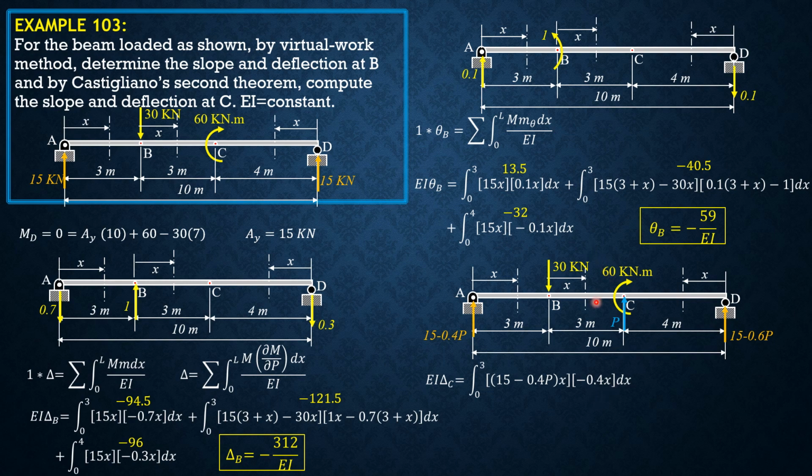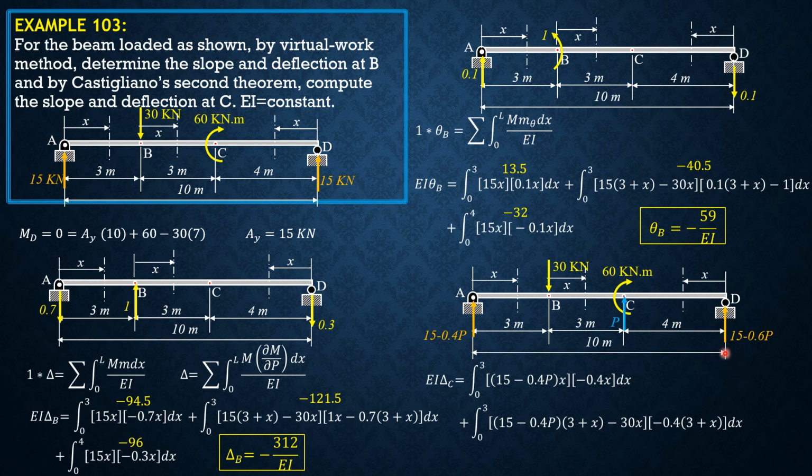Then in this section, the moment is the integral from 0 to 3 of quantity 15 minus 0.4P times 3 plus x minus 30x. The partial derivative of this moment equation with respect to P is just like setting P equal to 0, or cancelling out P. So which is negative 0.4 of 3 plus x. So that's the partial derivative. And finally, in this section, we'll just place it here. And anyway, the order does not matter.